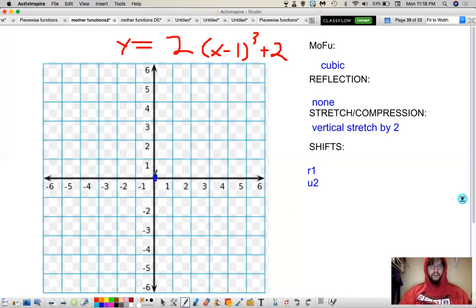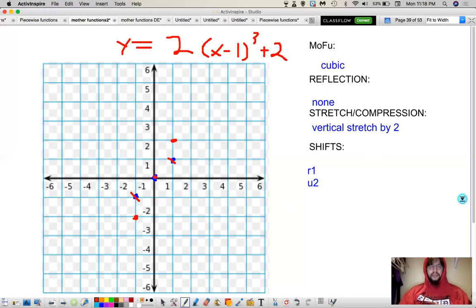It's a cubic. Put your basic points. Now I'm going to reflect it. Don't need to. Now I'm going to stretch it by a factor of 2 vertically. That means I take all my y values. This is -1, multiplied by 2, I get -2. 0 stays 0. 1 becomes 2. These are gone. Again, it's going to be a lot of points.